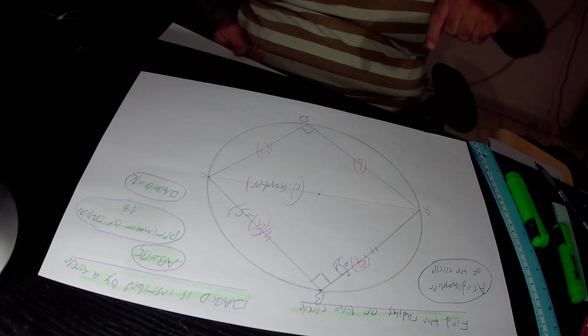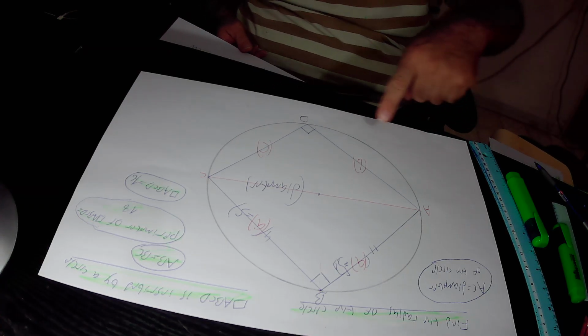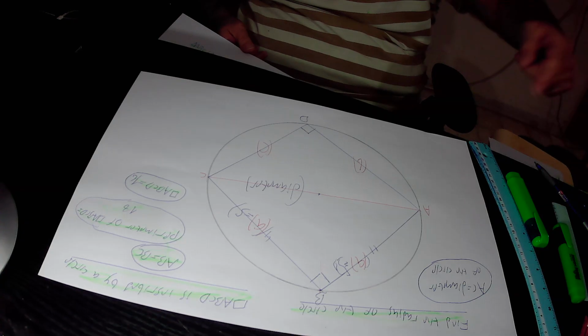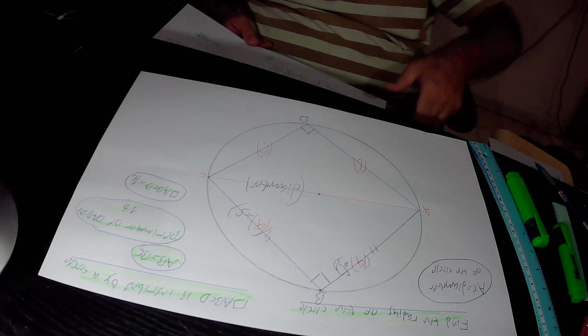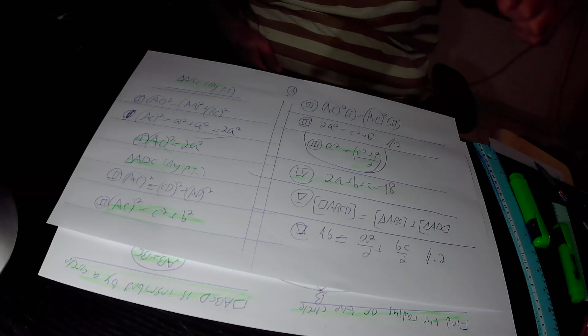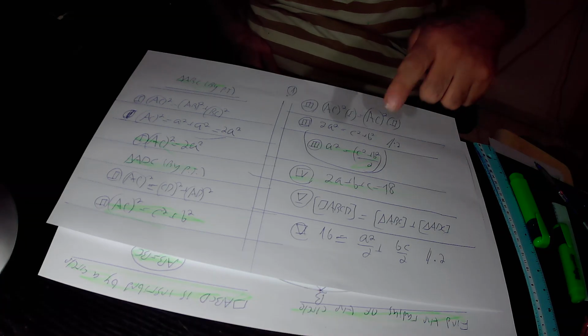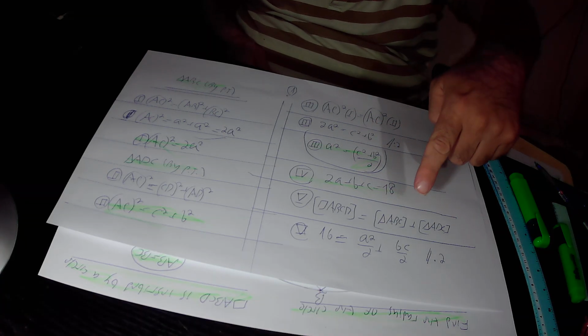The area of this right triangle ADC equals the base AD times the height DC over 2. AD is b, DC is c, divided by 2. So it is in total b times c over 2. The area of the second shape, the right triangle ADC, equals b times c over 2. So according to equation 5, we found out that 16 equals a squared over 2 plus bc over 2.